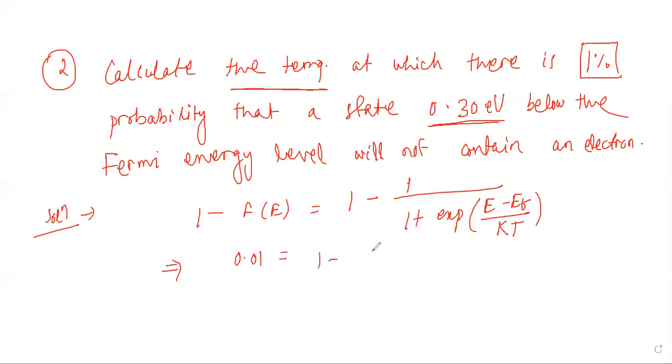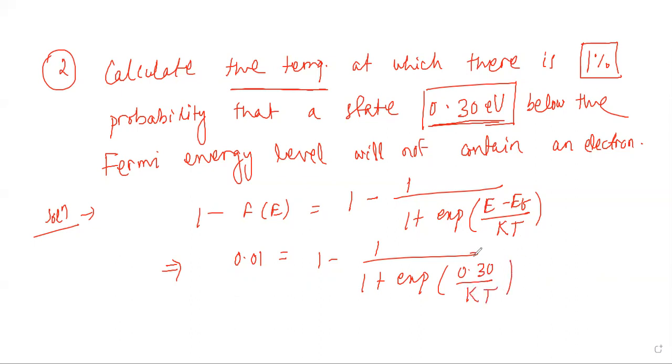I can write 1 minus 1 divided by 1 plus exponential e to the power (E minus Ef) divided by kT, where E minus Ef is the given gap of 0.30. Substitute it and solve for kT. Solving it, I'm just writing directly: you can calculate it. kT is 0.06529 electron volt. Use a calculator and make kT the subject. Then from that you can find T by dividing by the known constant K.